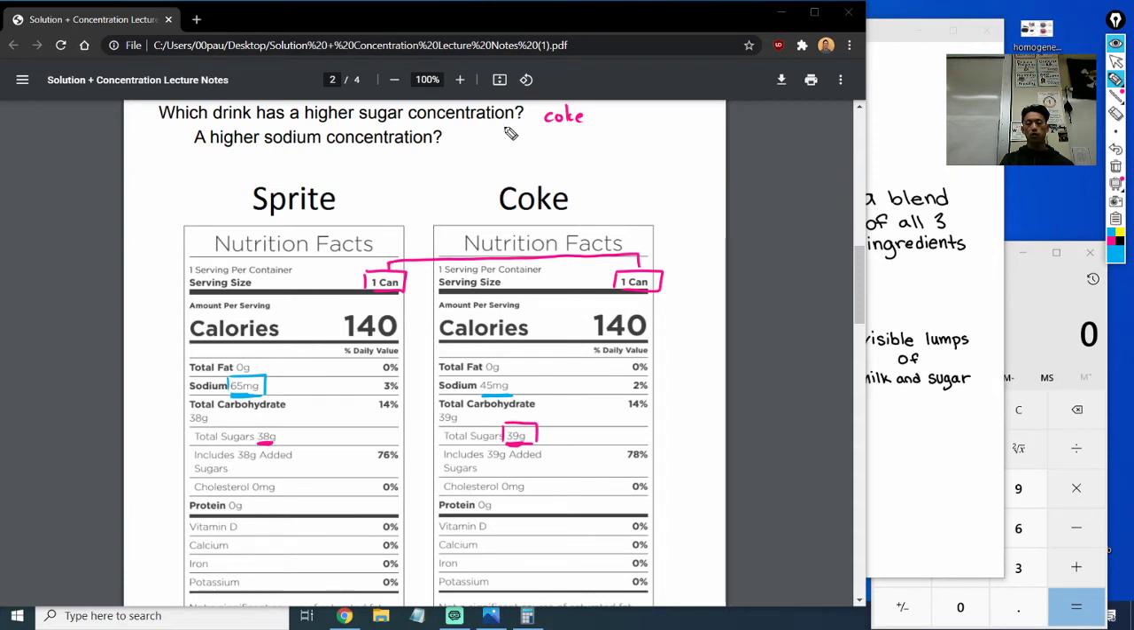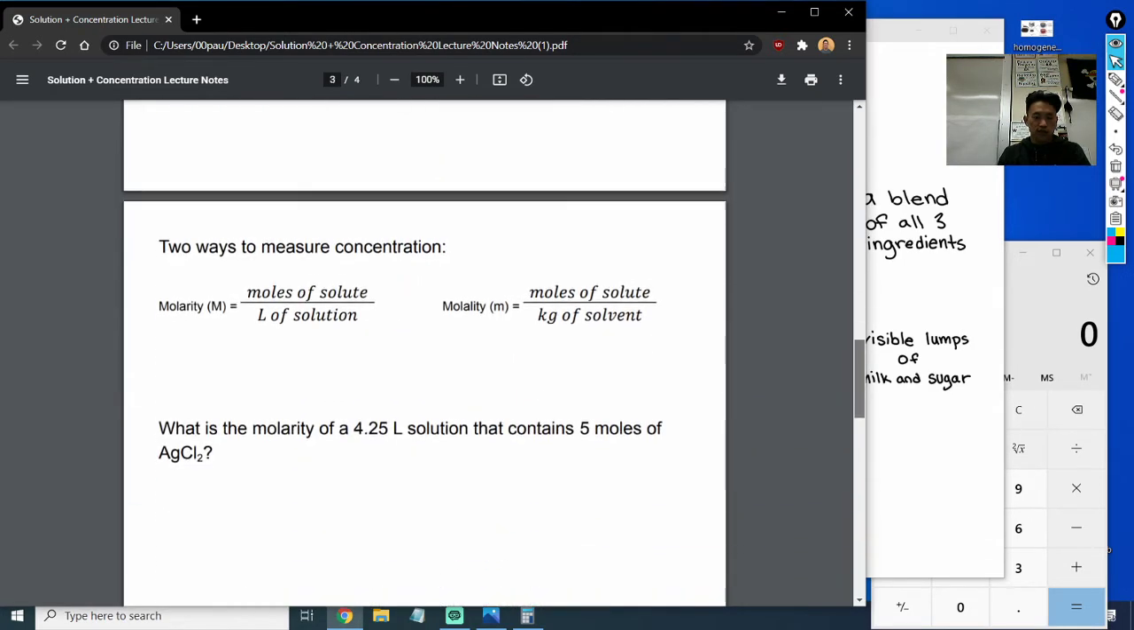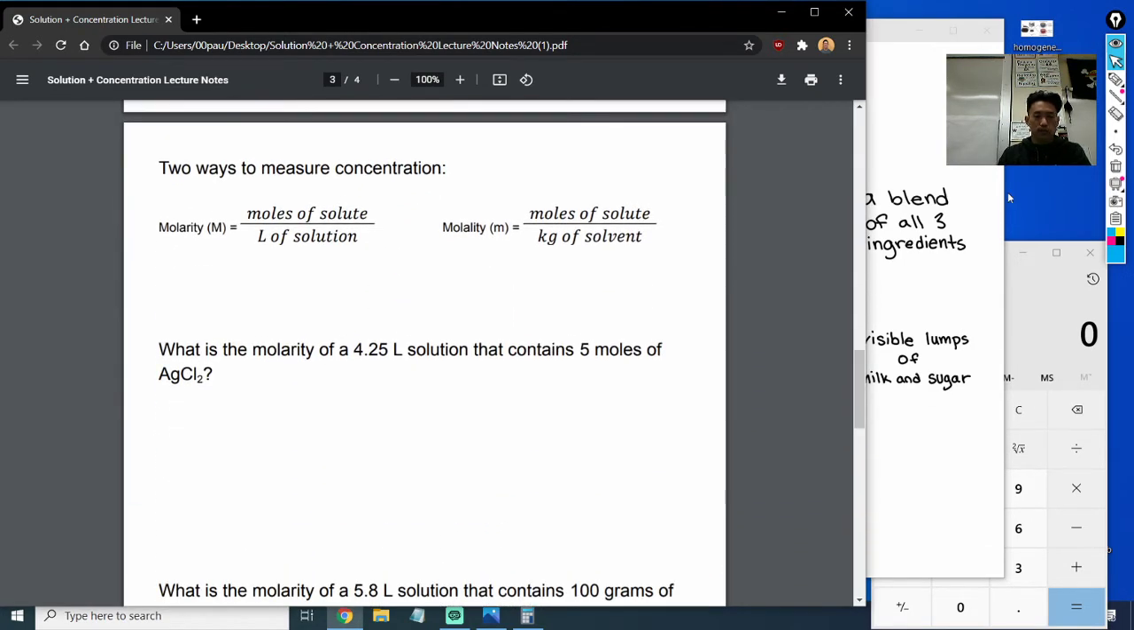So even though Coke has a higher sugar concentration, Sprite has a higher sodium concentration because it has more sodium, more salt inside the one can than Coke does. Okay, and that's the gist of concentration. Concentration is just how much of something you have inside of a given space. Now, since this is chemistry, we are going to be doing everybody's favorite thing with concentration. We're going to be doing math.